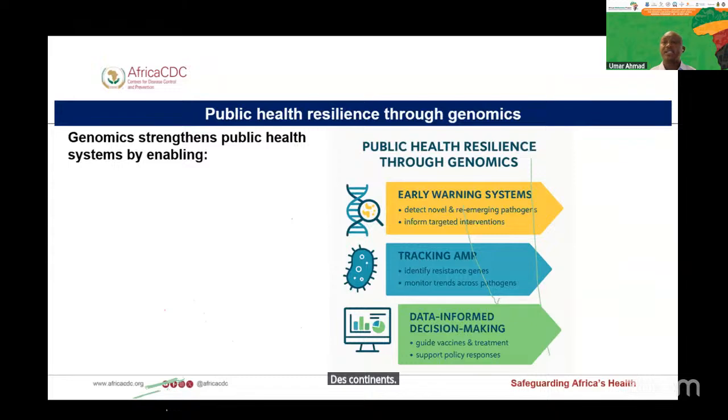So through genomics, public health resilience can be strengthened in 3 different areas. First, early warning systems: genomics can support the early detection of novel and re-emerging pathogens within the biodiversity ecosystems, informing targeted interventions as early as possible, before the pandemics even spread. Second, track AMR and identify resistant genes in the environment. Third, monitor trends across pathogens. That really helps in informing decision-making based on the data obtained, and it guides vaccines and treatments, as well as the policy responses of the countries.